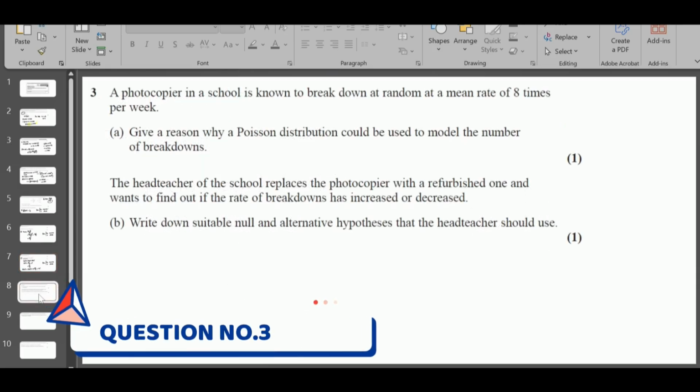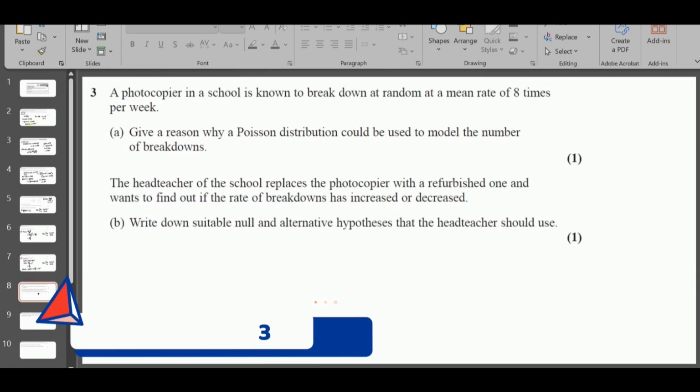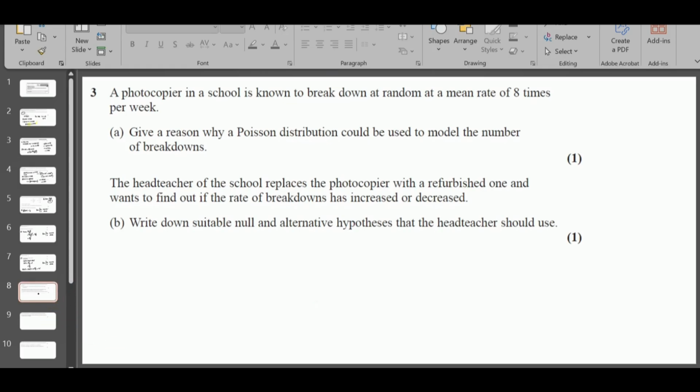Question number 3 now. A photocopier in a school is known to break down at random at a mean rate of 8 times per week. Give a reason why a Poisson distribution could be used. So whenever you get questions like this, you write that the event is happening at a constant rate and they are independent of each other.